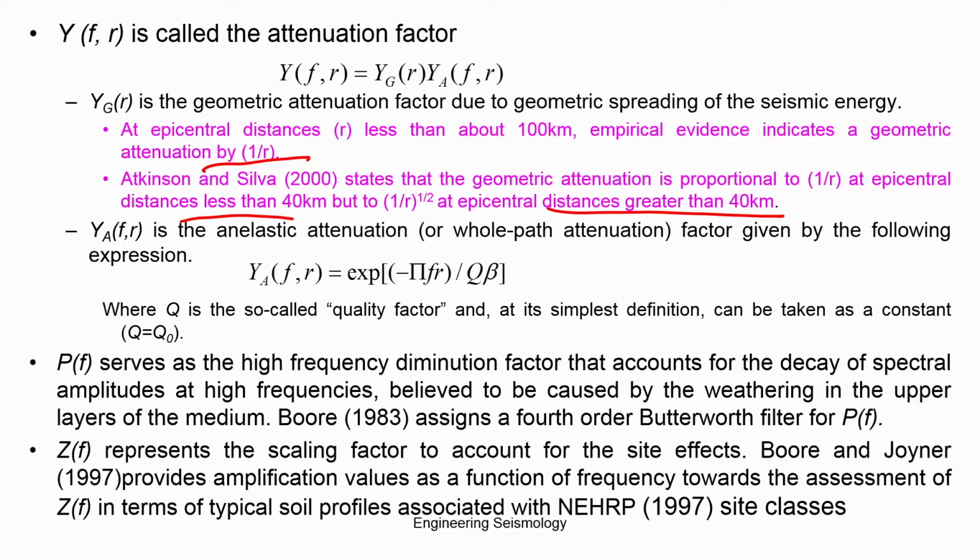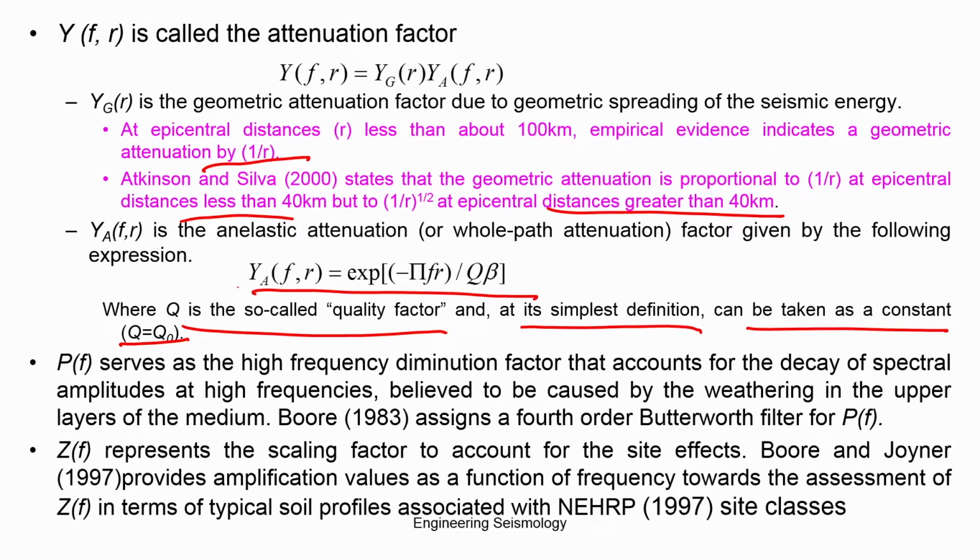because if you want to generate synthetic ground motion simulations, you have to go into detail on these kinds of things. So, the anelastic attenuation, the whole path attenuation factor, is given by the following expression you can see. Here, Q is the so-called quality factor. The simplest definition can be taken as a constant Q equal to Q naught. This quality factor one can also derive from recorded earthquake data. So, you have to estimate it from recorded earthquake data, which will be unique for a particular seismotectonic region.